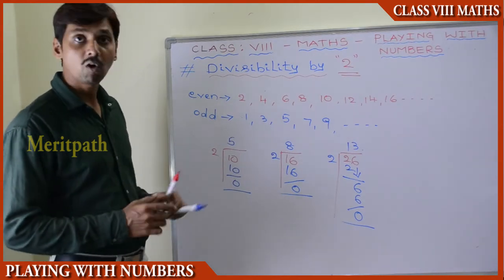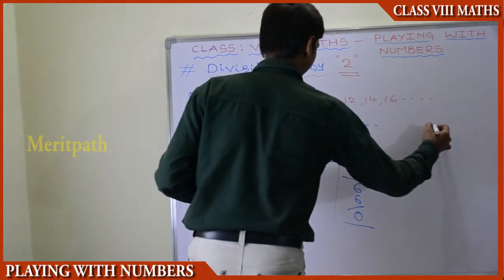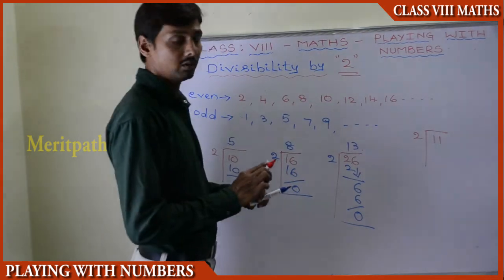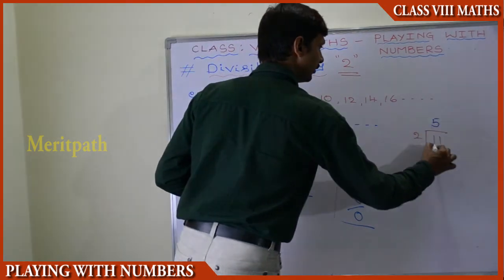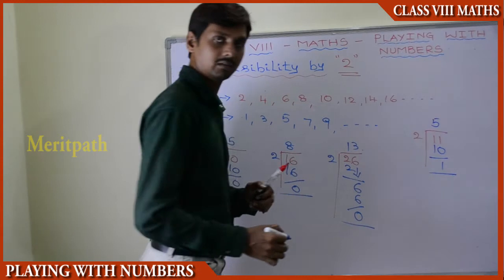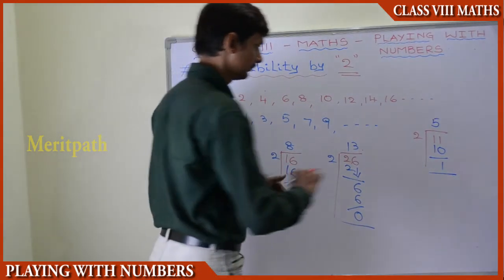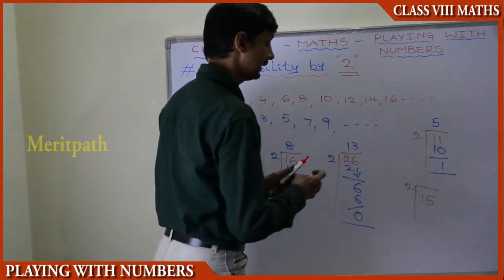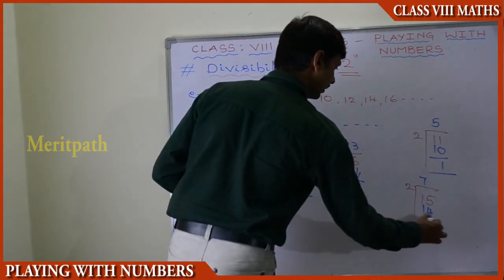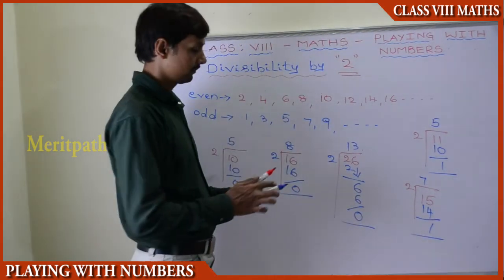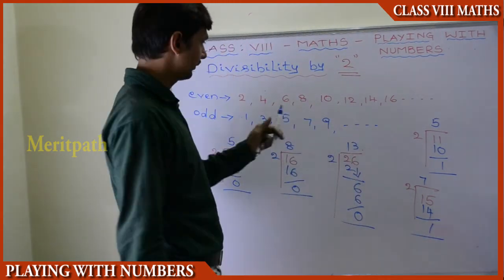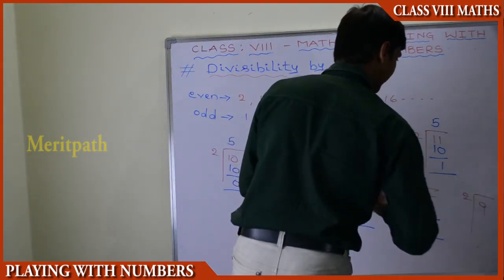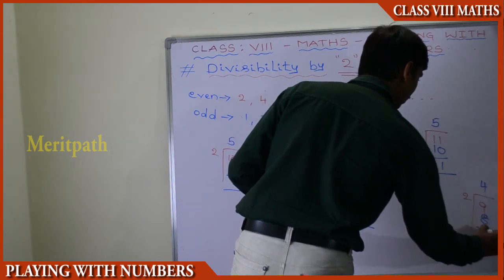Let's take some odd numbers. Let's take 11 divided by 2. So this cancels 5 times. 5 2s are 10 and 1 is the remainder. Let's take some other number. 15 divided by 2, and then it cancels 7 times. 7 2s are 14. We get 1 as the remainder. Another number from odd numbers is 9. So 9 divided by 2, it cancels 4 times. 4 2s are 8. We get 1 as the remainder.